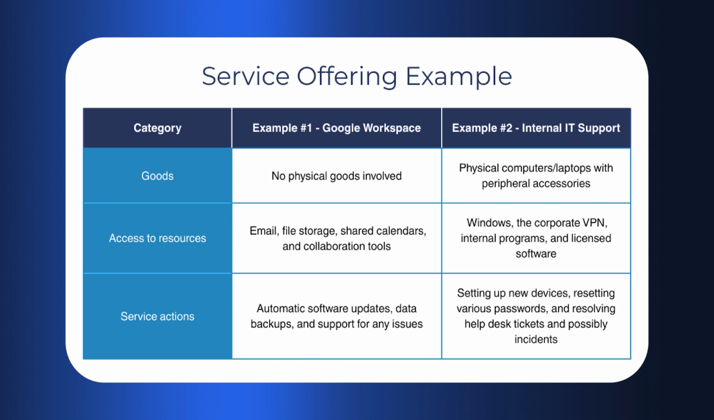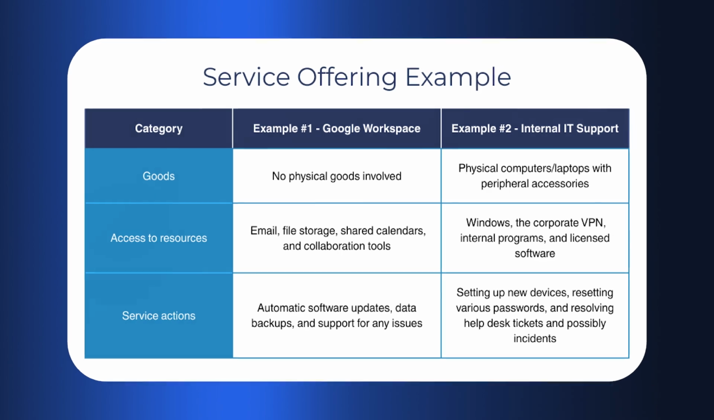Our second example is a company's internal IT support. Let's look at this service offering from all 3 aspects. Well, first we have goods, and we would have some things here, such as laptops or desktops, along with different webcams, microphones, keyboards, and any other end-user IT peripheral equipment. We would also need access to resources like Windows, a corporate VPN, licensed software, and any internal necessary programs. From there, the service team would set up different devices, reset various passwords, and help resolve any sort of tickets as well as IT incidents.